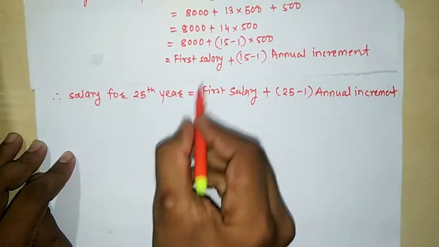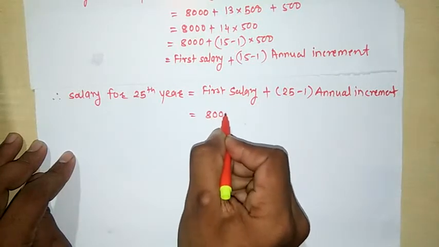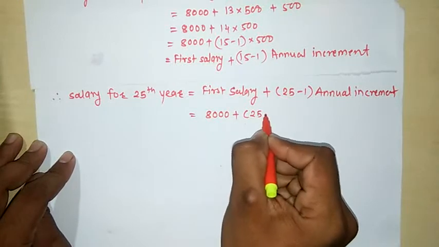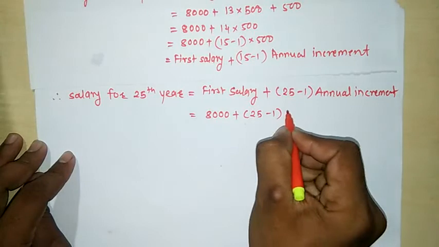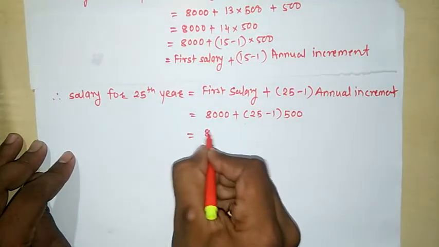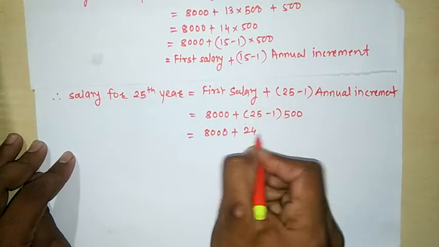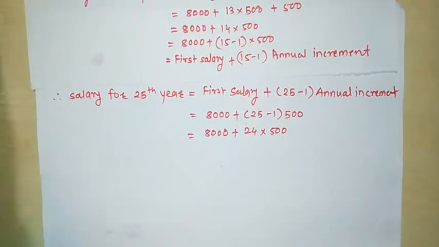Now we will substitute all the values. What is the first salary here? The first salary is 8,000 rupees, plus, since we are calculating the 25th year, 25 minus 1. Then the annual increment. What is the annual increment? The annual increment is 500. Calculate this. 8,000 plus 25 minus 1, that is 24 into 500. 24 into 500 is equal to how much? Tell me.